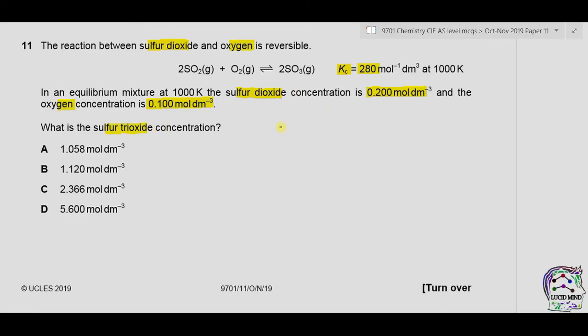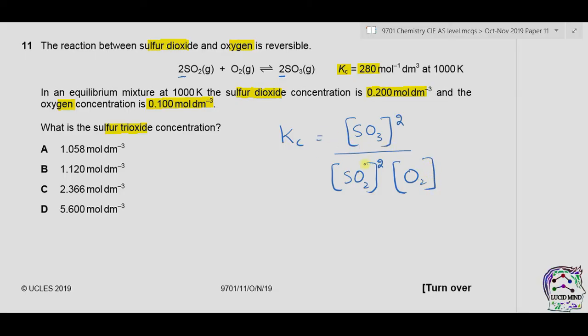Now we can use the formula for equilibrium constant: Kc is equal to the concentration of product, which is SO3, raised to the power of its number of moles, so there are 2 moles, divided by the concentration of reactants. So the first reactant is SO2 and its number of moles is 2. The second reactant is oxygen and its number of moles is 1.